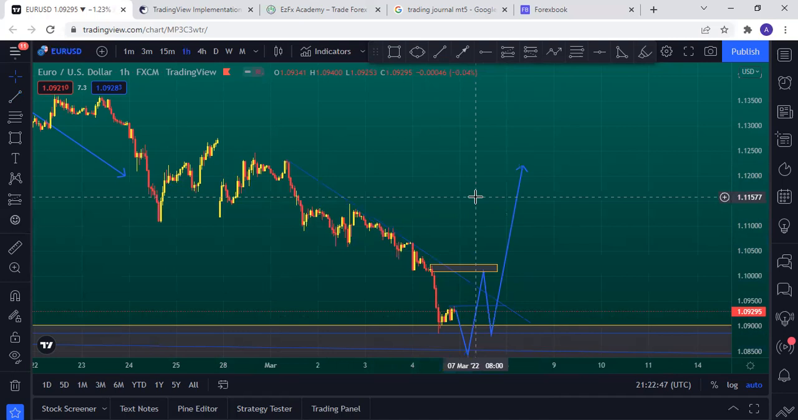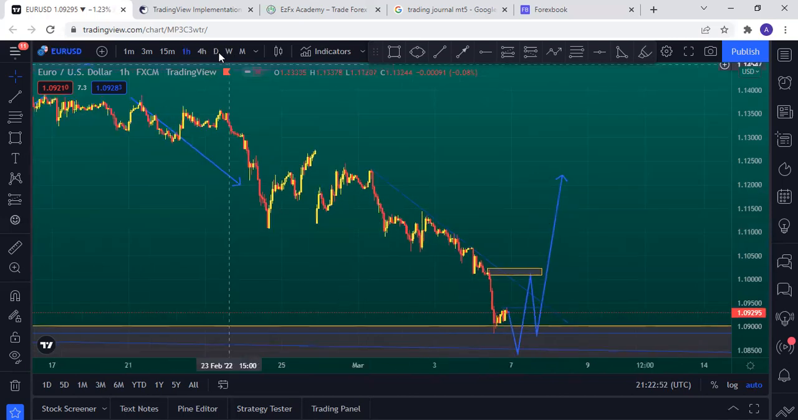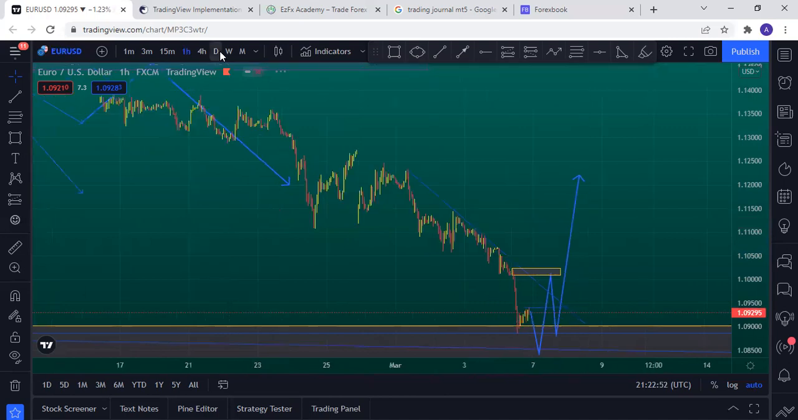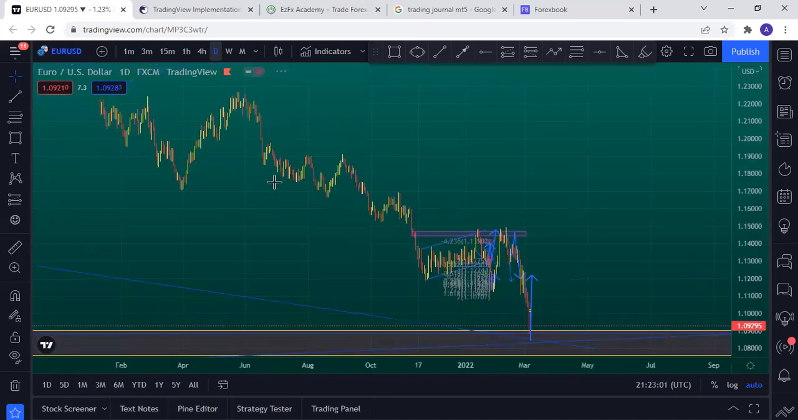All right, so this is what I would expect from Euro USD for this week. It's going to be a powerful bullish movement or bullish reaction. I'm really looking forward to that. There's a confluence of so many factors. I could almost say too many factors. Let me quickly check what this looks like.